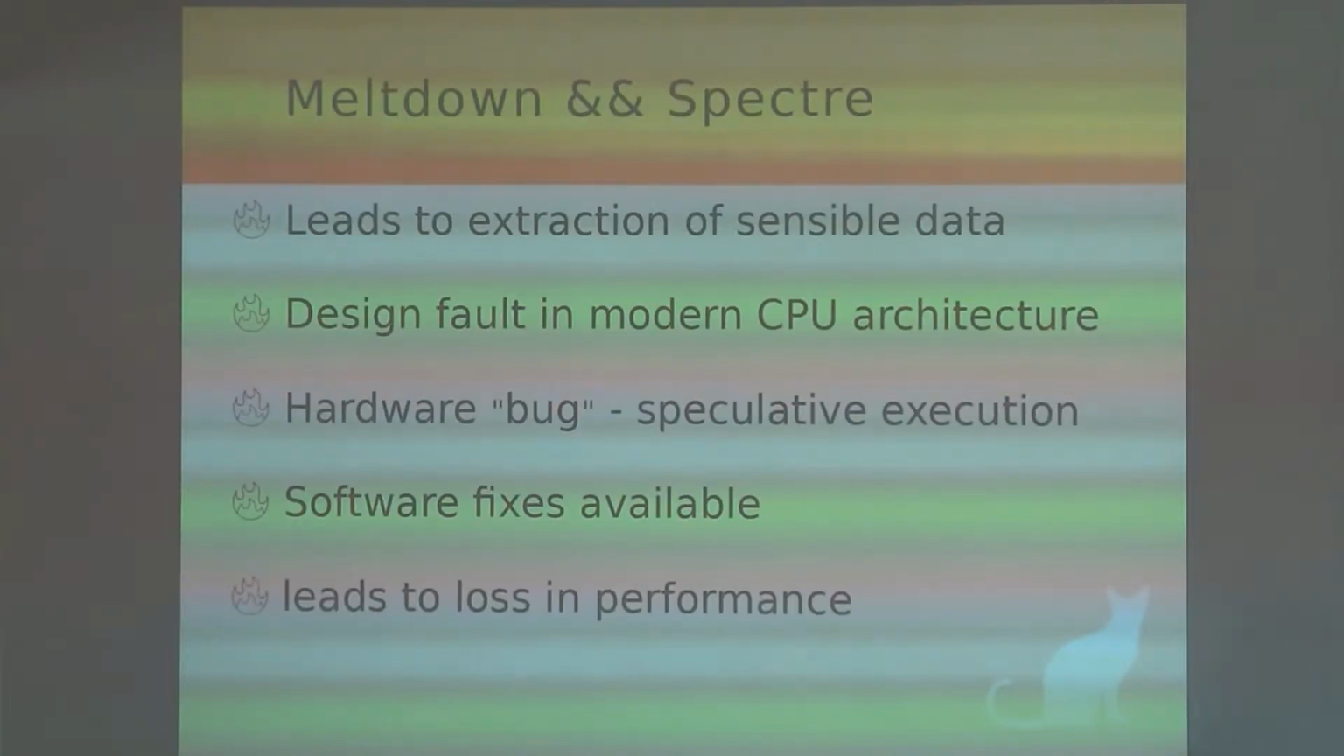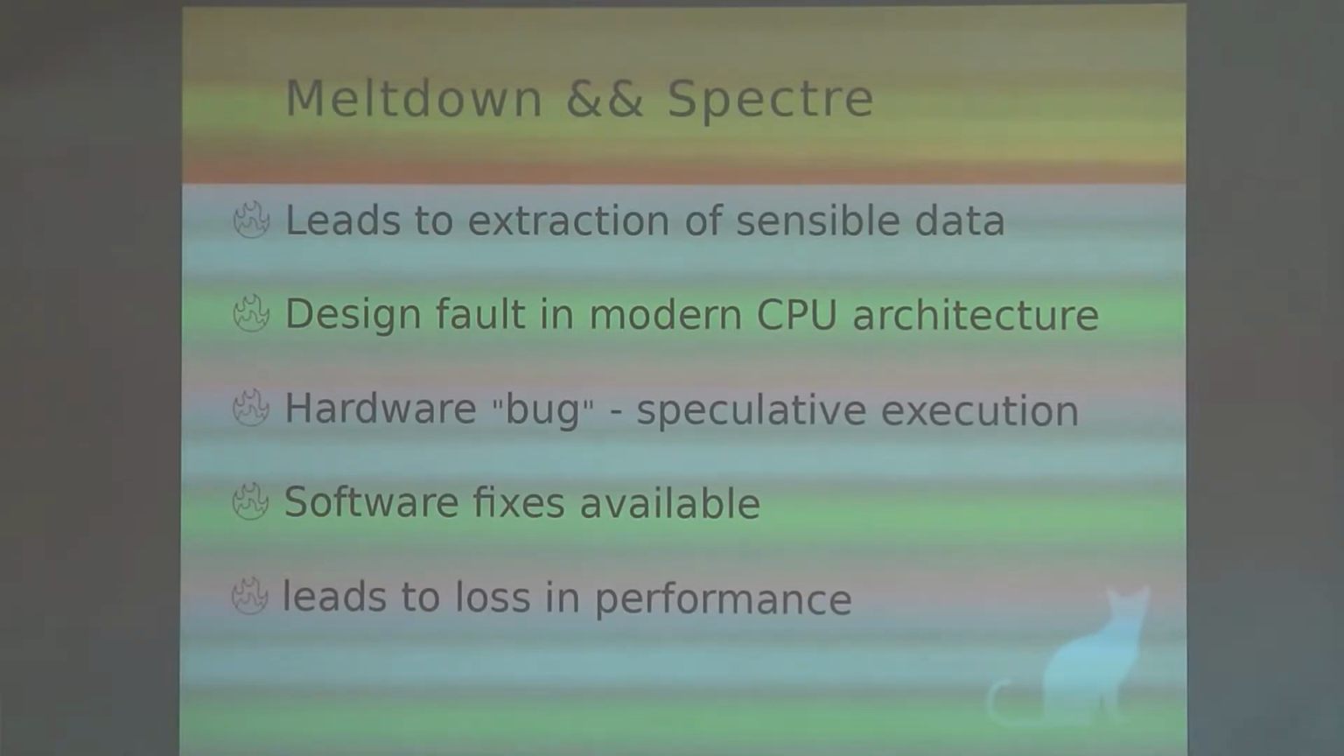Well, you probably also heard of Meltdown Spectre. It was really big in the news, like in the beginning of the year. The thing about these vulnerabilities is that they lead to extraction of sensitive data in the memory. And the problem is it's a design fault in modern CPU architecture. I said it's a hardware bug. I mean, it's like used as a feature.